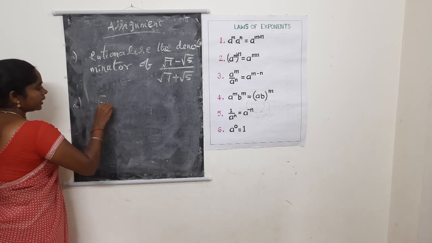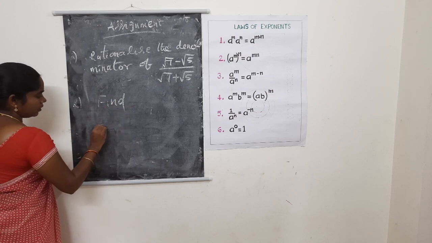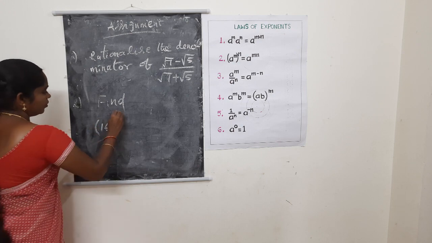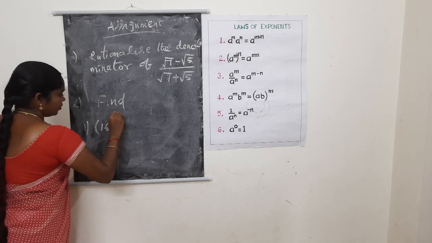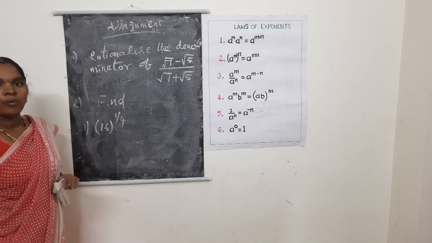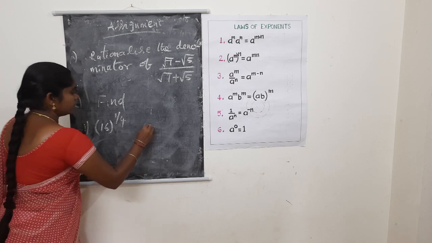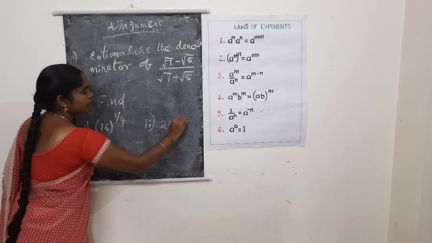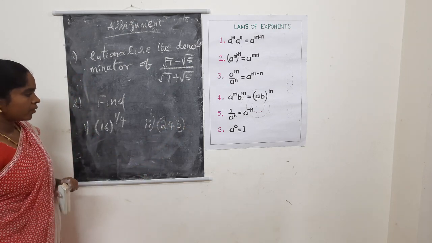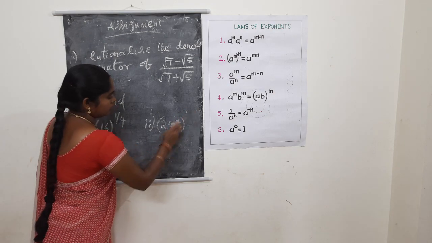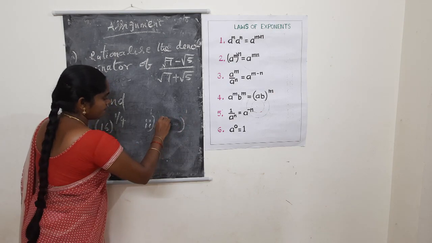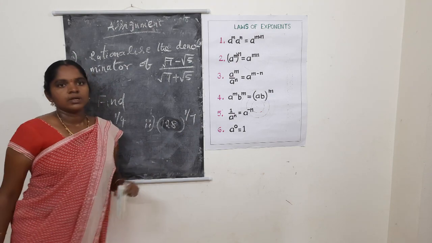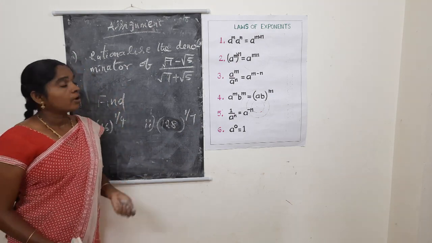Second problem: find 16 whole to the power of 1 by 4. Next, 243 whole to the power of, and 128 whole to the power of 1 by 7. These are the problems for you to solve yourself.